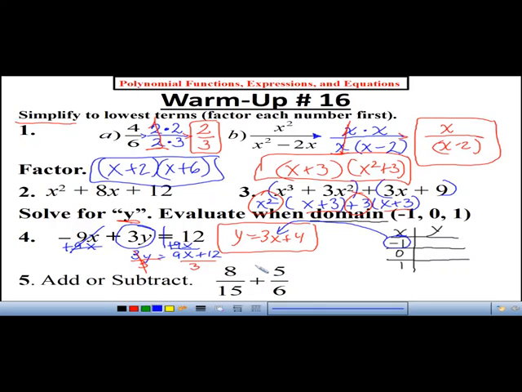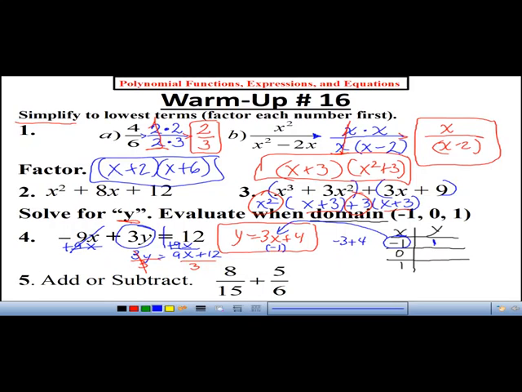Is it coming back? Yes. So instead of x, I'm going to write -1. So what is 3 times -1? -3. And then at the end, plus 4. What is -3 plus 4? 1.